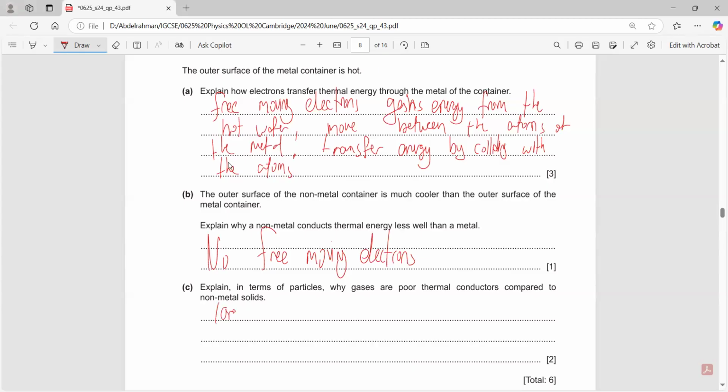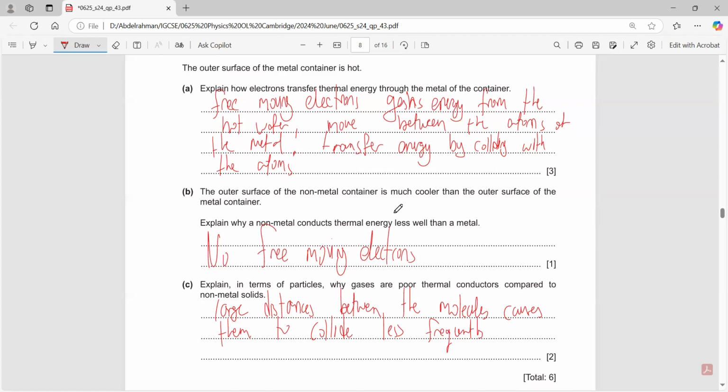So large distances between the gases cause them to collide less frequently. You might say there is no vibration, no lattice vibration between the molecules.